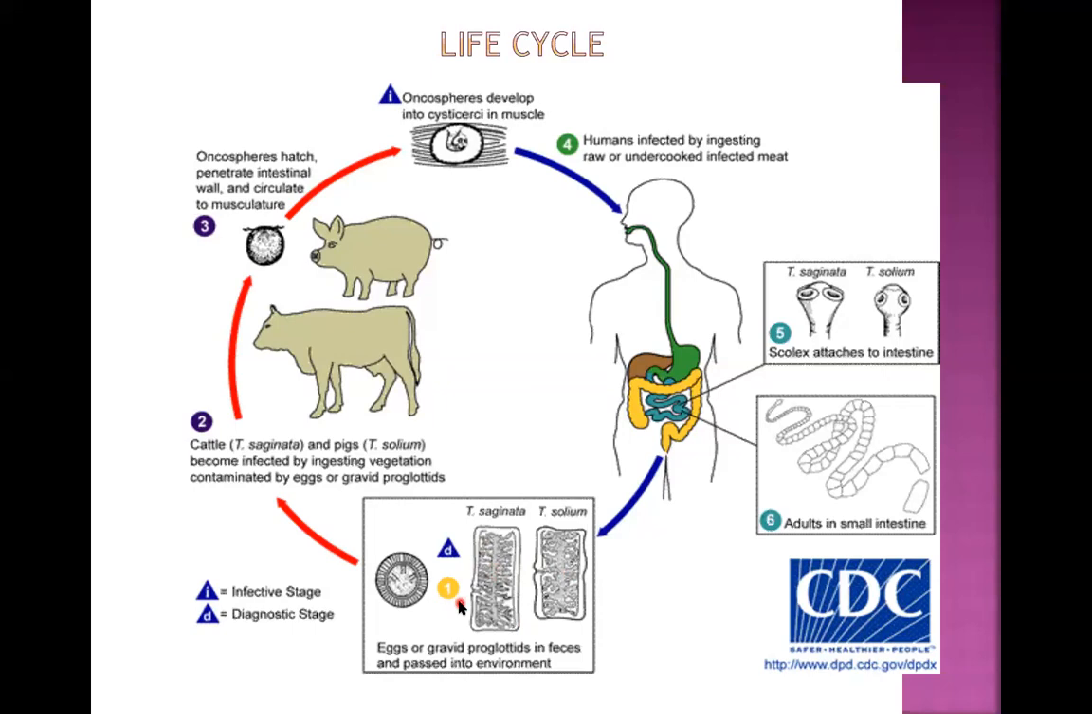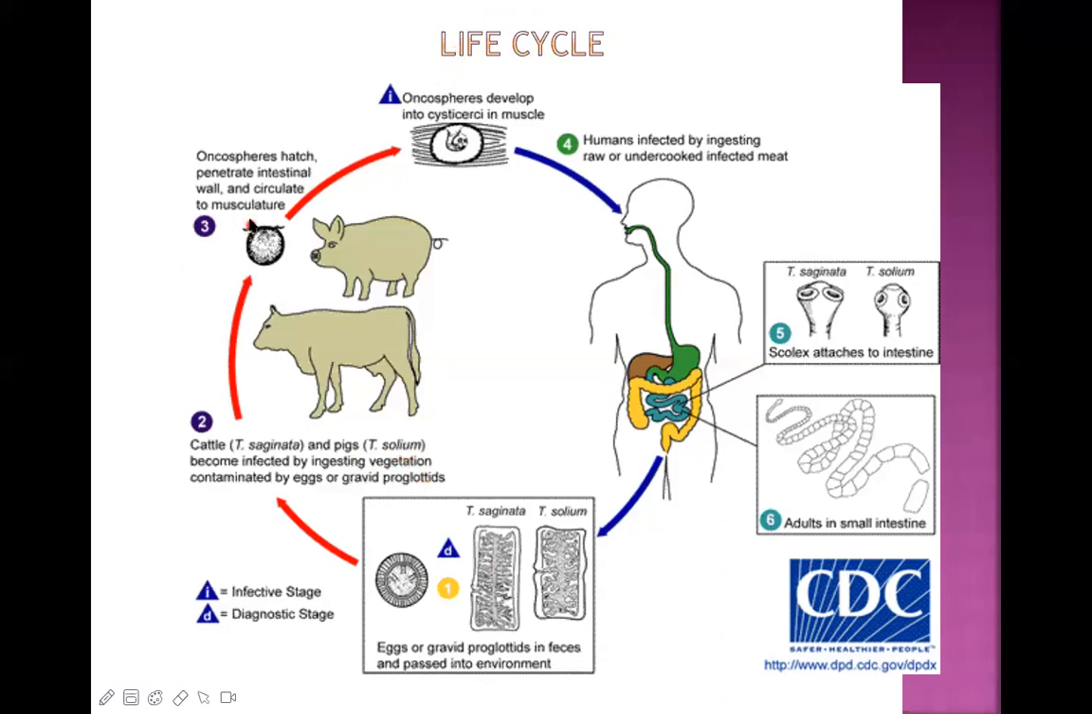Now, eggs are also passed along with this ribbon-like segment. This is the diagnostic stage of a tapeworm infection. So in this stage, if stool is collected and studied under the microscope, we can diagnose the disease. Now the next step would be that this fecal matter has to be consumed by these animals, cattle in case of Taenia saginata and pig in case of Taenia solium. Now they are infected.